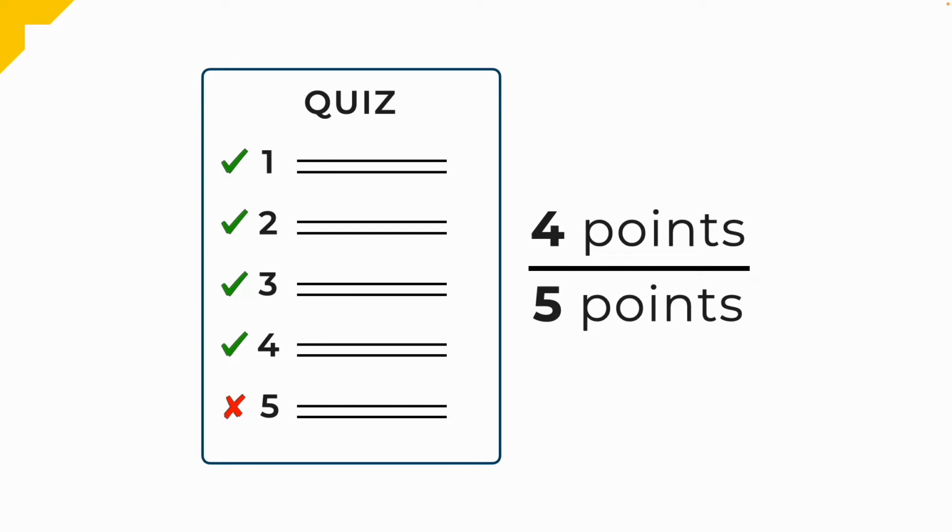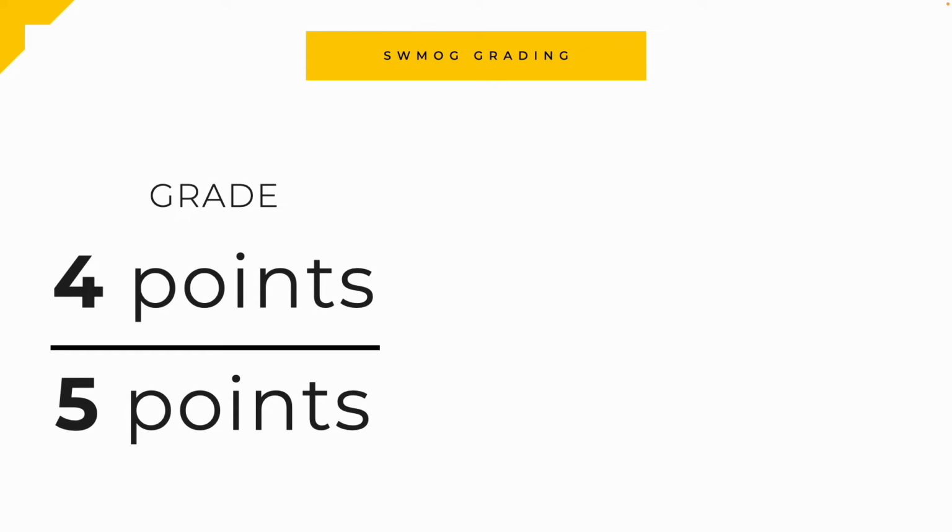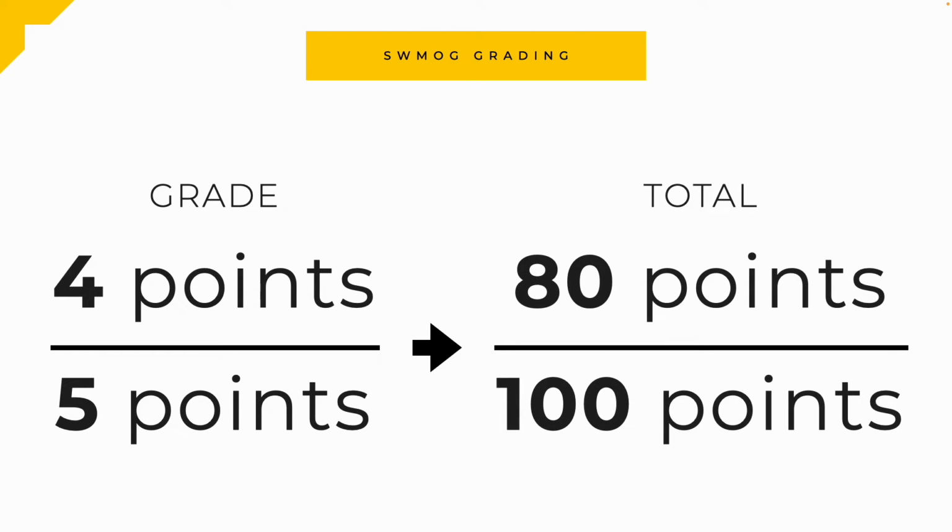If we stop right here, this represents the natural grade aggregation, because it would be the total number of points I earned out of the total number of points I could have earned. Simple weighted mean of grades takes things one step further by looking at the total number of points I've earned out of the total number of points I could have earned and converting that to a 100-point scale.